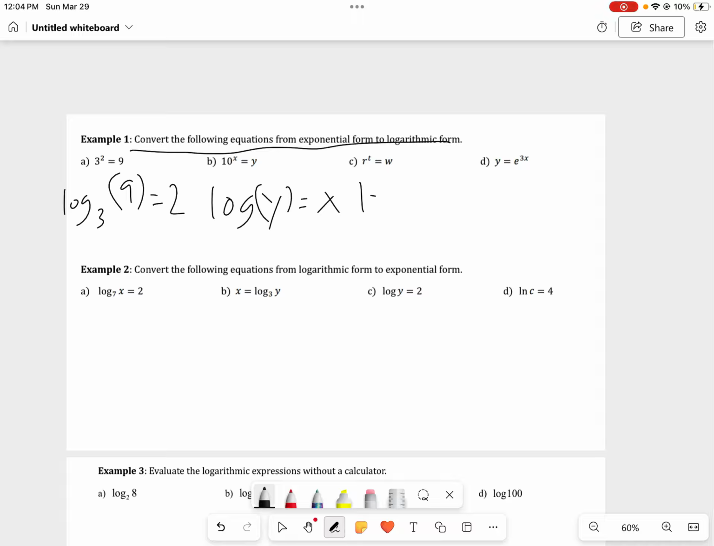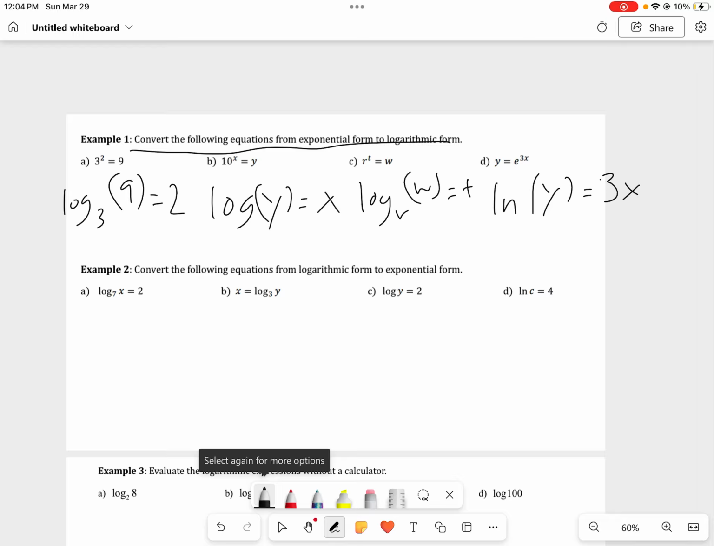And this right here, log base r of w, where r is our base, to the power of what equals w, that's going to be t. And right here we have e to the power of, well, it's e, so we can just use natural log. It's going to be easier. So it's ln of y, with e already inferred, is equal to 3x, because e to the power of 3x is y.